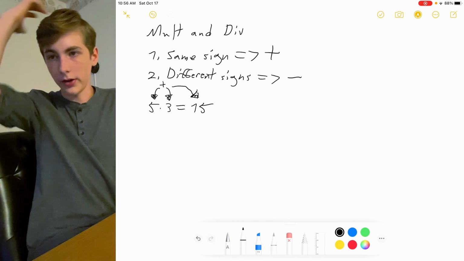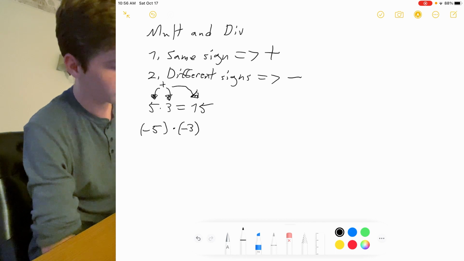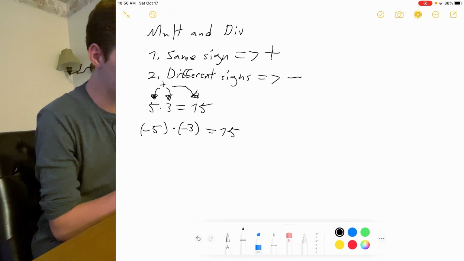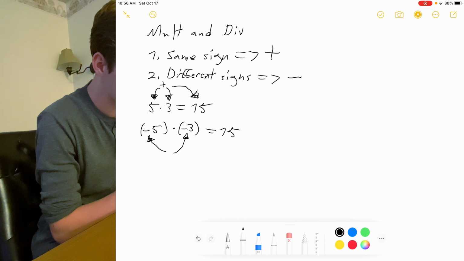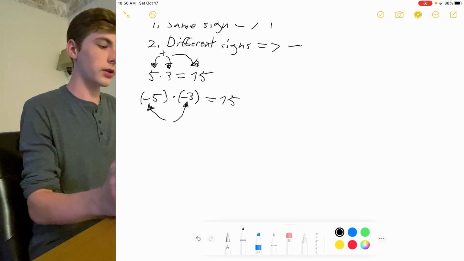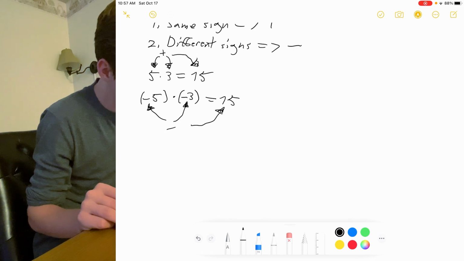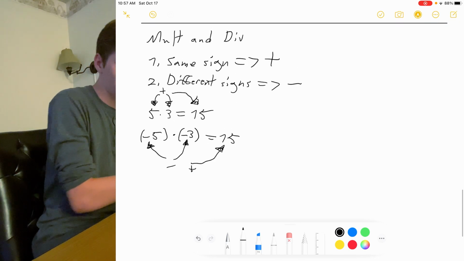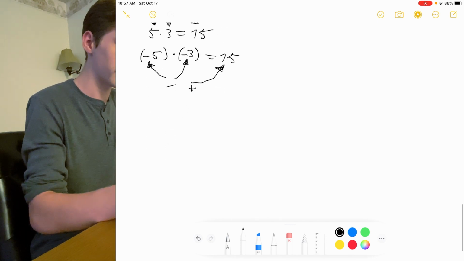Now, let's say they were both negative, right? So we have negative 5 times negative 3. What's that going to be? Well, it's still going to be 15. Why? Because they have the same sign. These 2 negatives here cancel each other out, just like we did when we had 2 negatives that turned into a plus here. It's sort of similar. Both of these negatives cancel each other out, and so it becomes a positive, right? So these are both negative. This then becomes positive. And so you can see either way, whether it's positive or negative, as long as they have the same sign, the answer is always going to be positive.